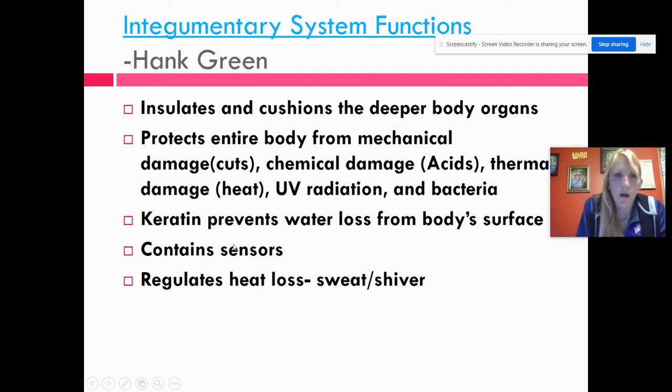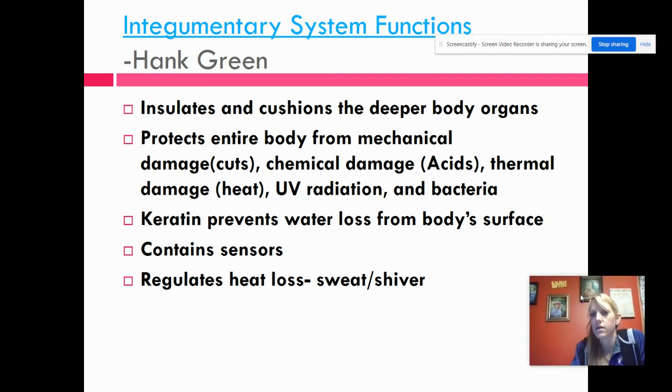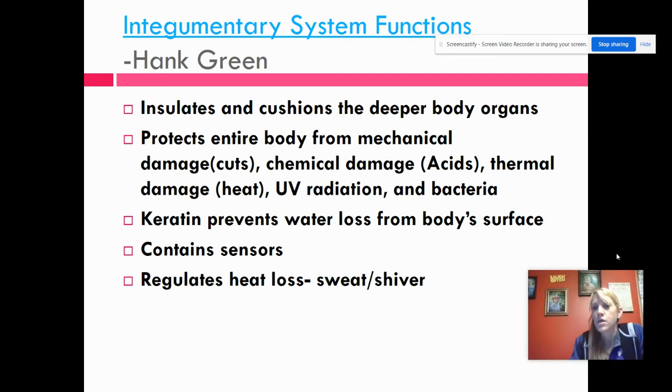All right, so the integumentary system has several functions. Obviously, it insulates and cushions the deeper body organs. Your skin helps to insulate and protects your entire body from any type of damage. Mechanical damage, like when you cut yourself, your skin helps to protect with that. Chemical damage, if you spill some type of acid on your skin. Thermal damage, like when you get sunburn, the sun can cause damage to your internal organs, so the skin protects that.